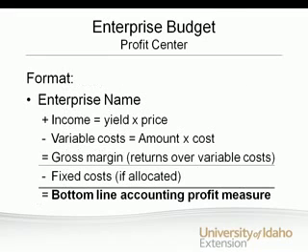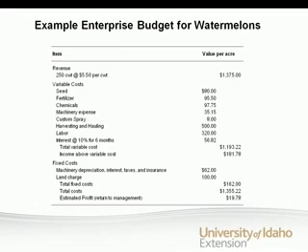So the format of an enterprise budget, something like this, starts out with the name of the enterprise. In our case, we're going to use an example of watermelons. And in published titles, those names will usually provide some additional information. Let's say it's a cow-calf operation. It'll say cow-calf operation, then it'll say 100 cow herd. So it gives you some idea of the size. The prices will be different on a 100 cow herd versus a 500 cow herd.